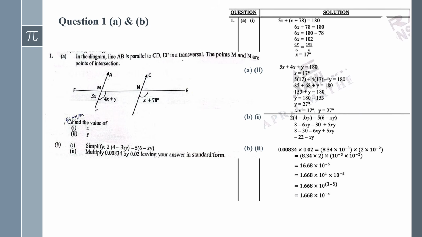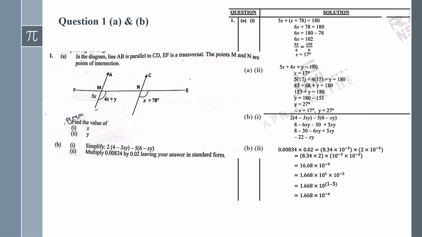Question number 1A and B. Number 1A reads, in the diagram, line AB is parallel to CD and EF is a transversal. The points M and N are points of intersection. We have to find the value of x and find the value of y. To find the value of x, we have 5x and 4x plus y. We have x plus 78 degrees. Those are the angles that have been created.